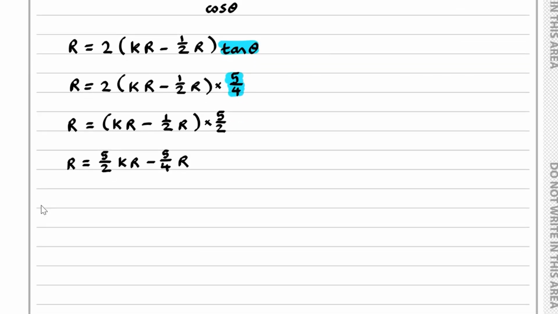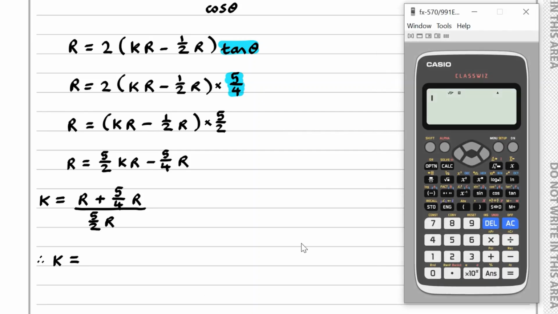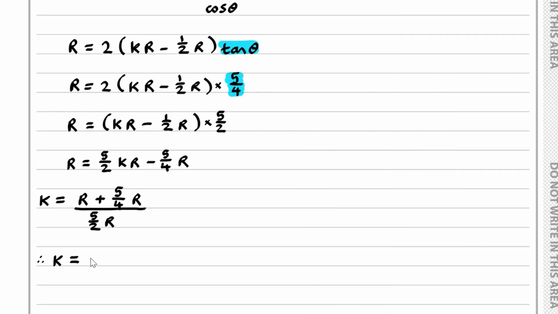We can now find out what K is. K is equal to R plus 5/4 R divided by 5/2 R, and recognizing that the R's all cancel out, 1 plus 5/4 divided by 5/2, that's 9/10, which is 0.9. So therefore K is equal to 0.9.